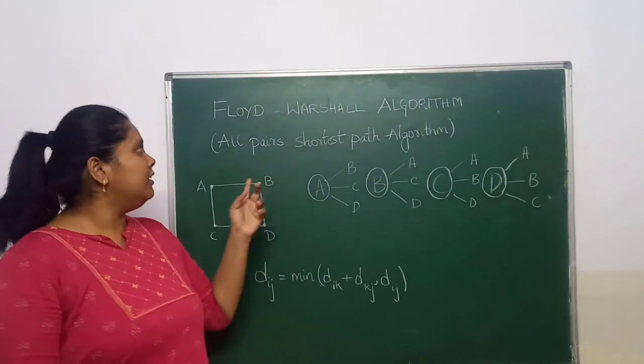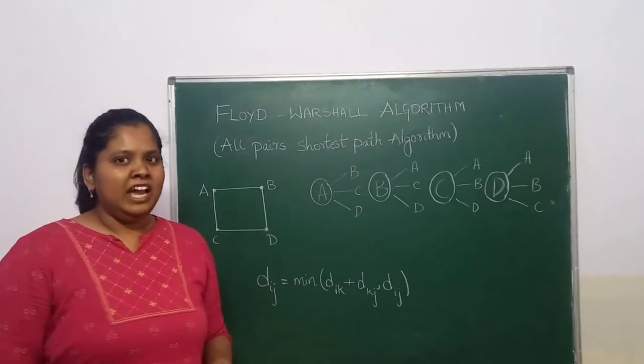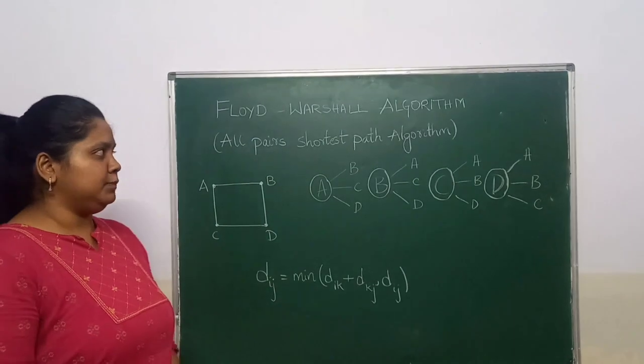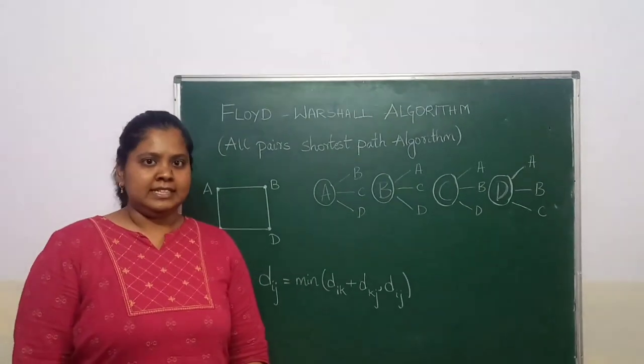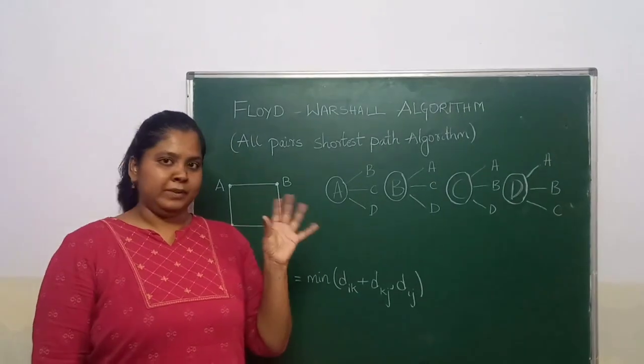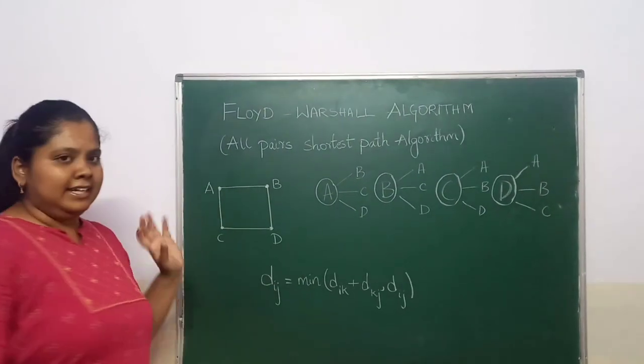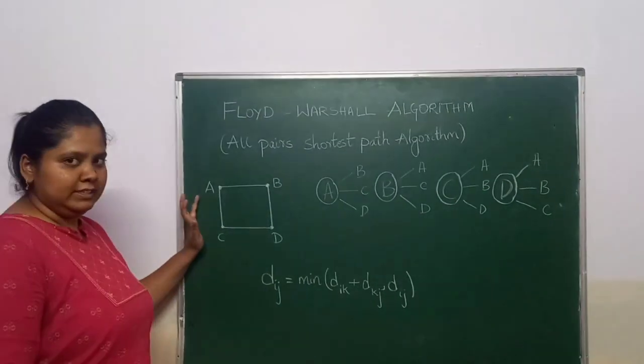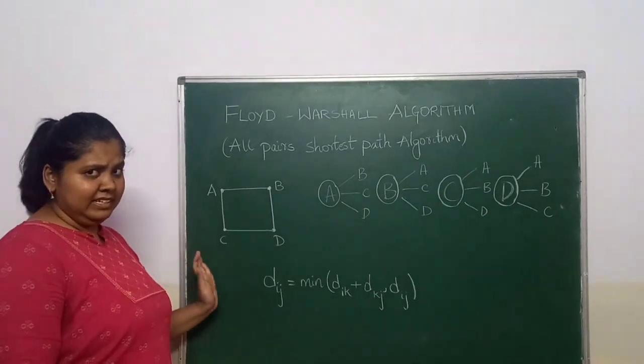Today let us see the topic Floyd Warshall Algorithm. It is also called the all-pair shortest path algorithm. As the name suggests, it gives us the shortest path between a pair of vertices. Let us consider this example containing four vertices A, B, C and D.